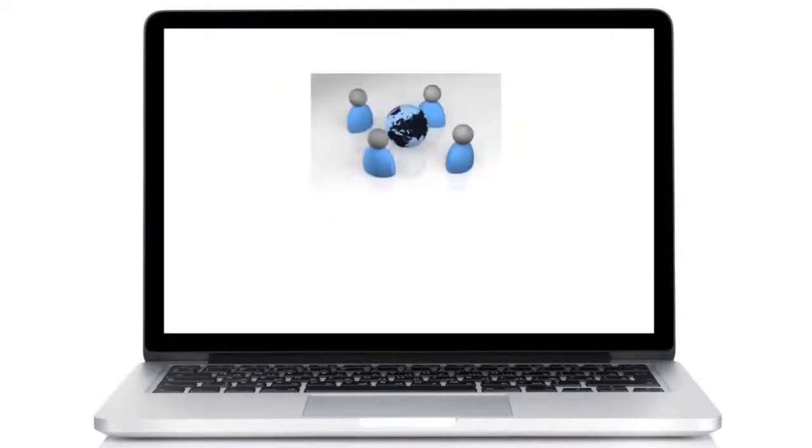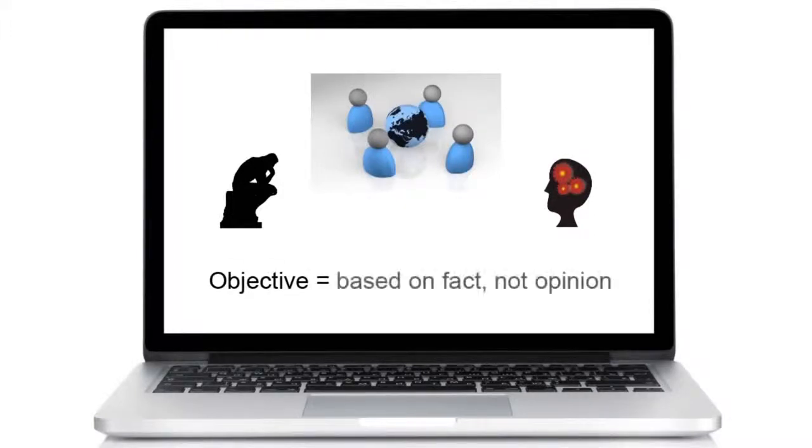The authors of articles in encyclopedias are usually people who are considered to be authorities on the topic, and the information you will find is objective, meaning that it is based on fact, not opinion.